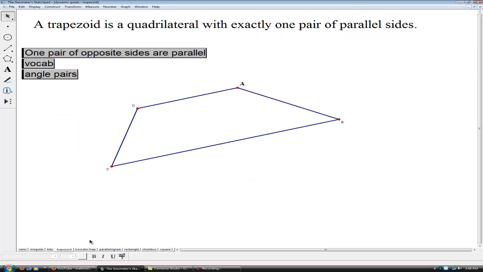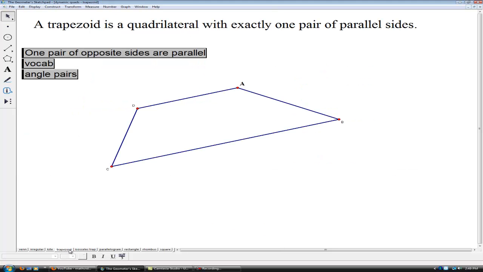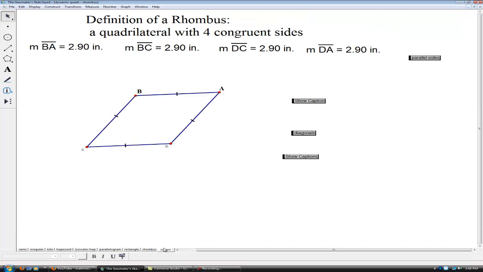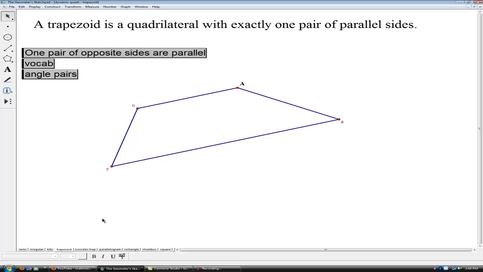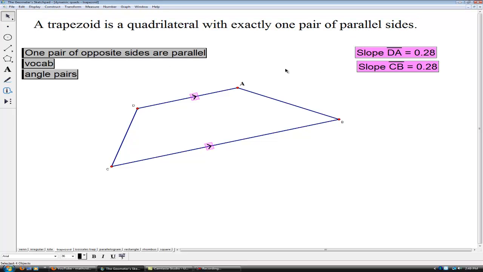Alright, again in this video we'll be looking at trapezoids and isosceles trapezoids. And in part 3 we will take a look at parallelograms and the other special kinds of parallelograms, the rectangle, rhombus, and square. Back to trapezoid. Our definition of a trapezoid is a quadrilateral with exactly one pair of parallel sides. There are the parallel sides.